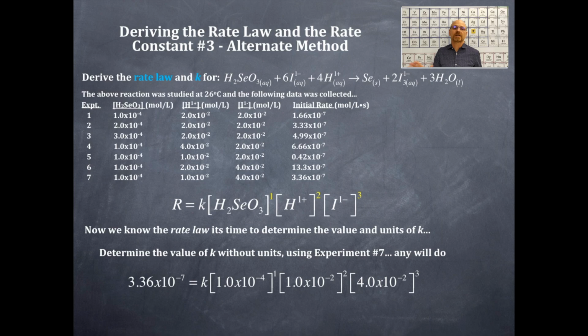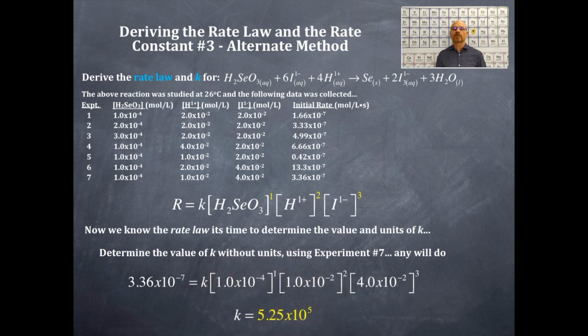Alright, so I'm using experiment number 7. Again, it doesn't matter which experiment you use. I've plugged in the information from experiment number 7. I know the exponents, I know the orders, and I'm going to plug that in. I have removed all the units to keep the math and the numeric values simple. And this is the value I get for my K, my rate constant.